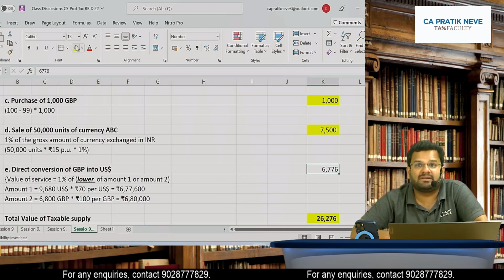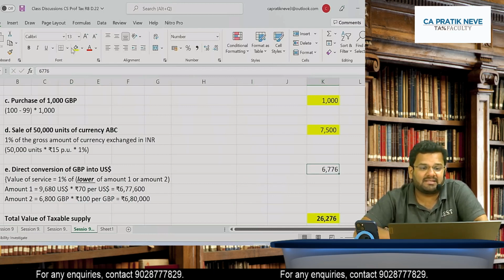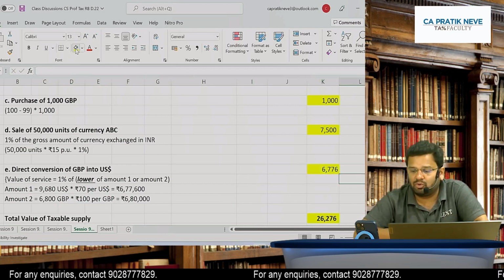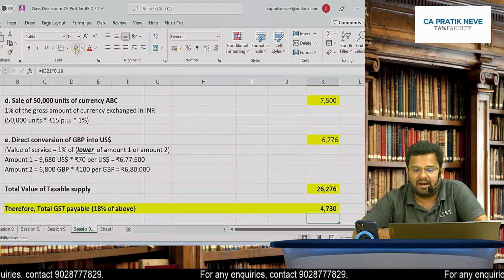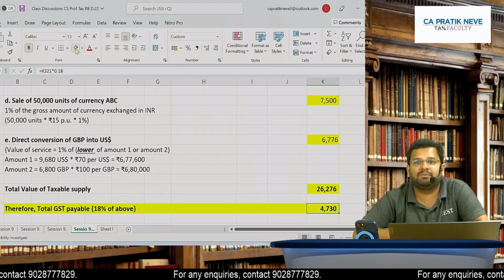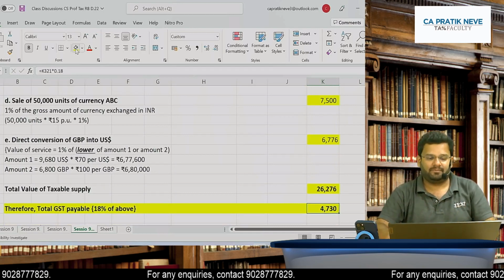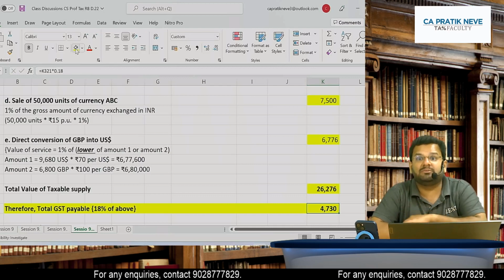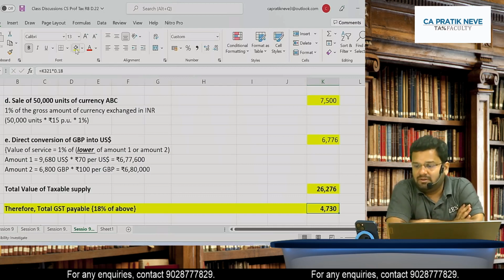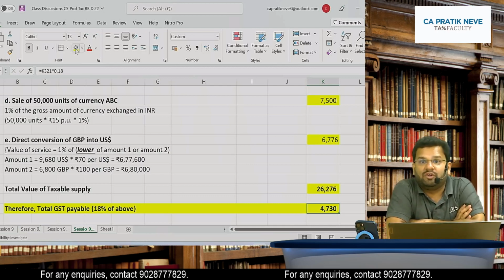So 6776, and your final assessable value will be the sum total of all these values, and you will calculate 18% GST on that. The rate of GST is given in the question. Yes, so very much a probable question, such type of question. Will you be able to answer?